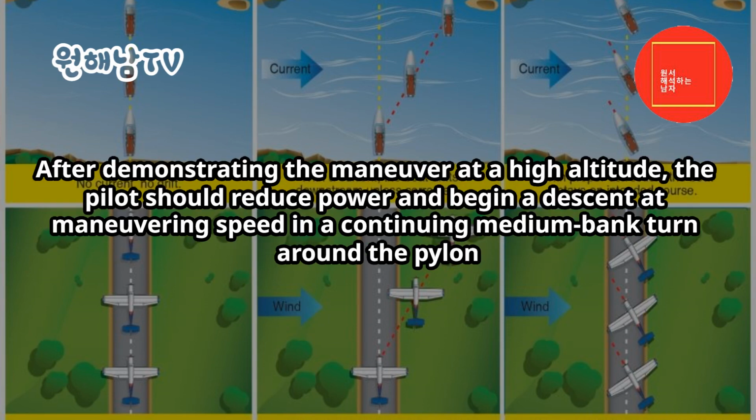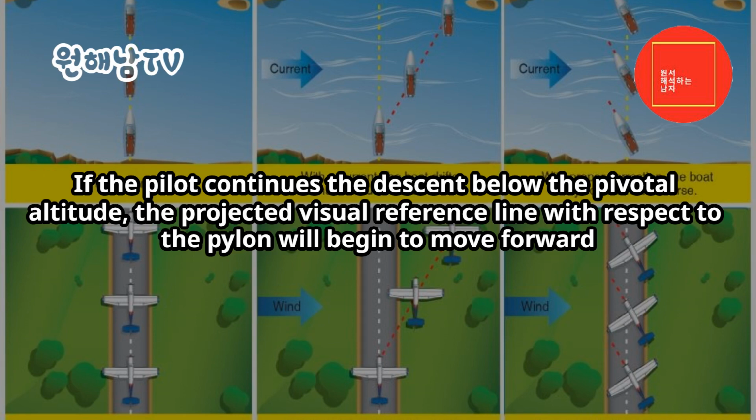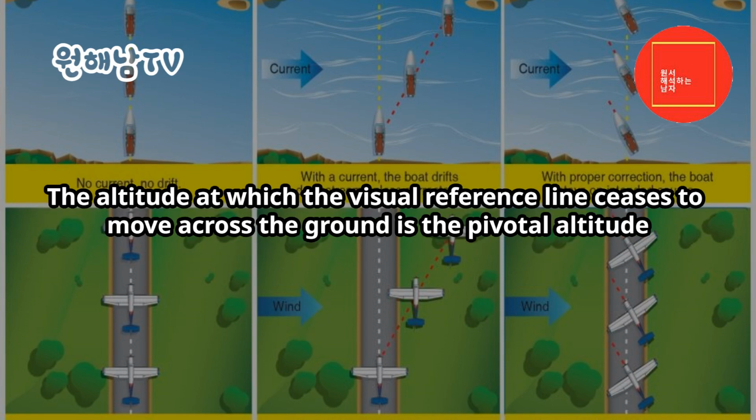After demonstrating the maneuver at a high altitude, the pilot should reduce power and begin a descent at maneuvering speed in a continuing medium bank turn around the pylon. The apparent backward movement of the projected visual reference line with respect to the pylon will slow down as altitude is lost and will eventually stop for an instant. If the pilot continues the descent below the pivotal altitude, the projected visual reference line with respect to the pylon will begin to move forward. The altitude at which the visual reference line ceases to move across the ground is the pivotal altitude.